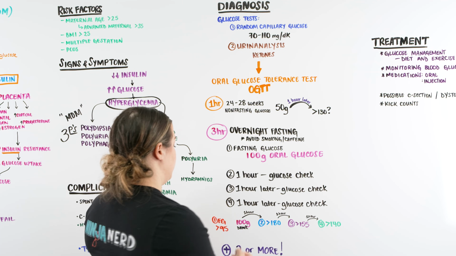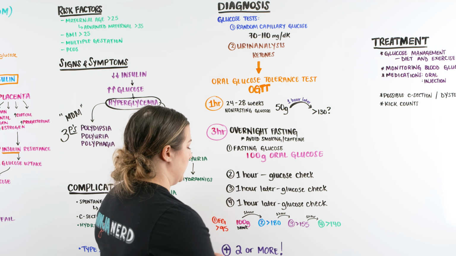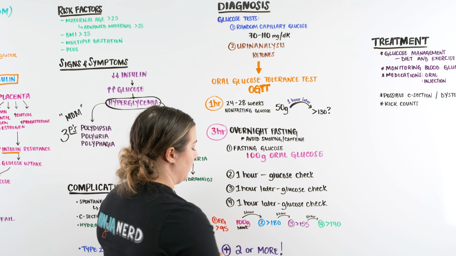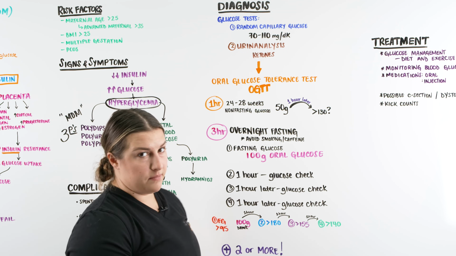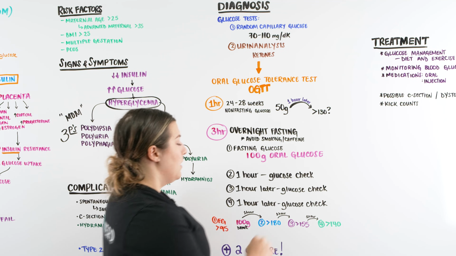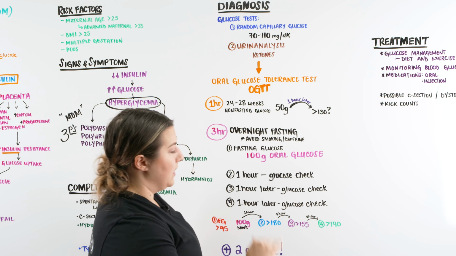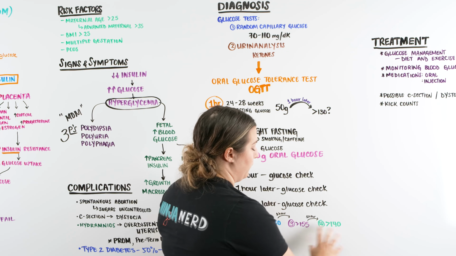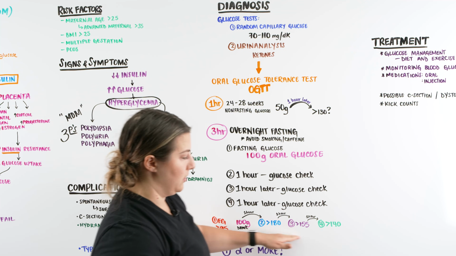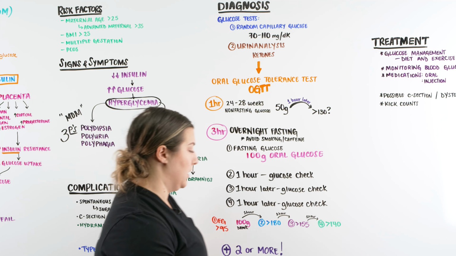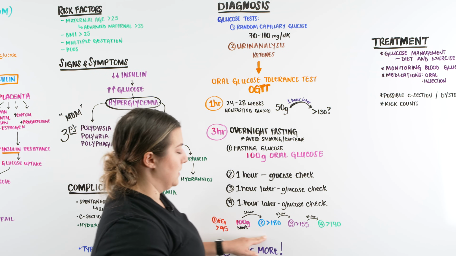So let's look at it here. You go in, get your sugar checked. If it's greater than 95, that could be a ding. But we're going to go in to drink our 100, right? An hour later, if it's greater than 180, that will be a ding. An hour later from there, if it's greater than 155, and then an hour later from there, if it's greater than 140. So these are the numbers or the goal that we want to be under if we hopefully don't have gestational diabetes.